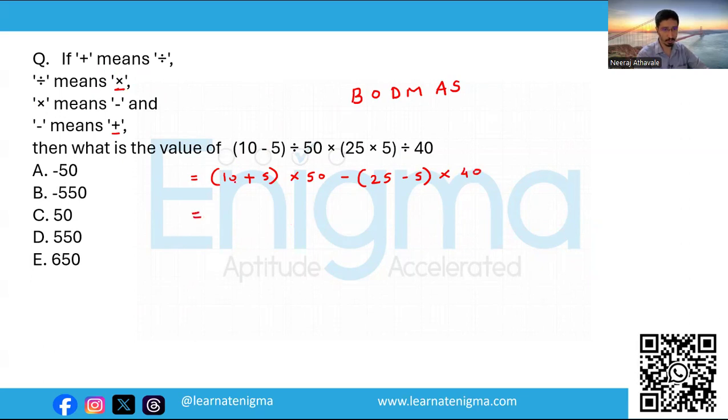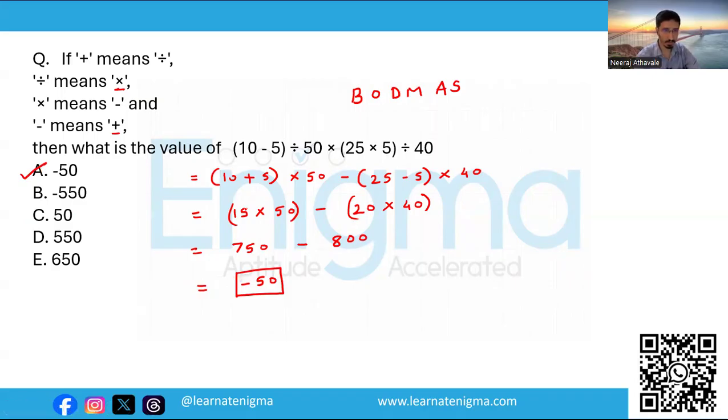Okay. So 10 plus 5 is 15 multiplied by 50, minus 25 minus 5 is 20 multiplied by 40. So 20 multiplied by 40 and 15 multiplied by 50, they need to be done first. So 15 5s are 75 and another 0. So 750 minus 20 into 40 is 800. So 750 minus 800, we get the answer as minus 50. So answer is option A.